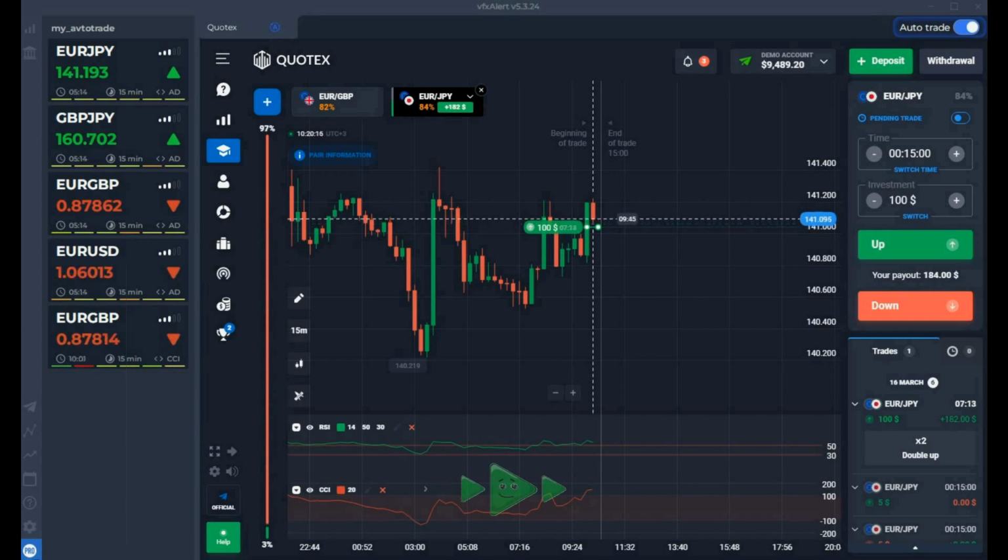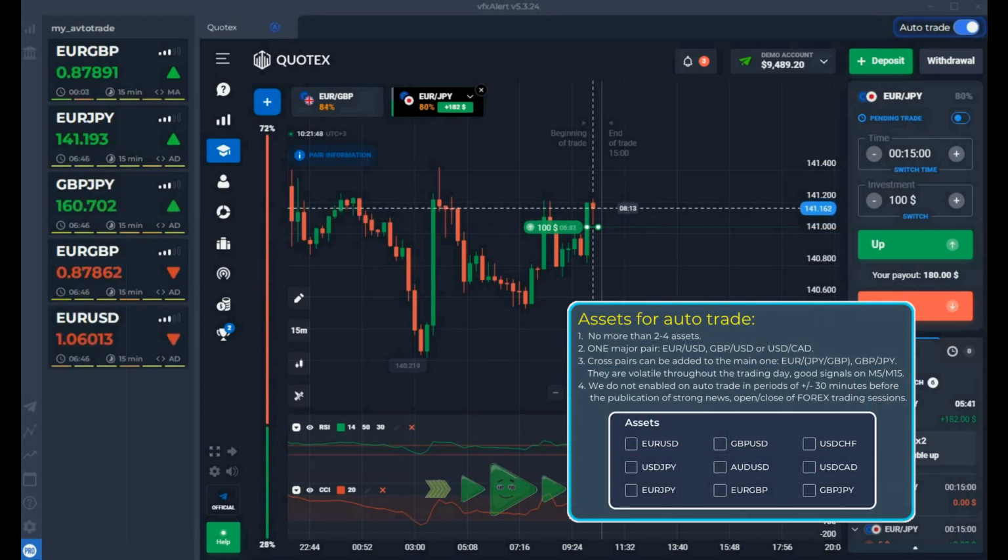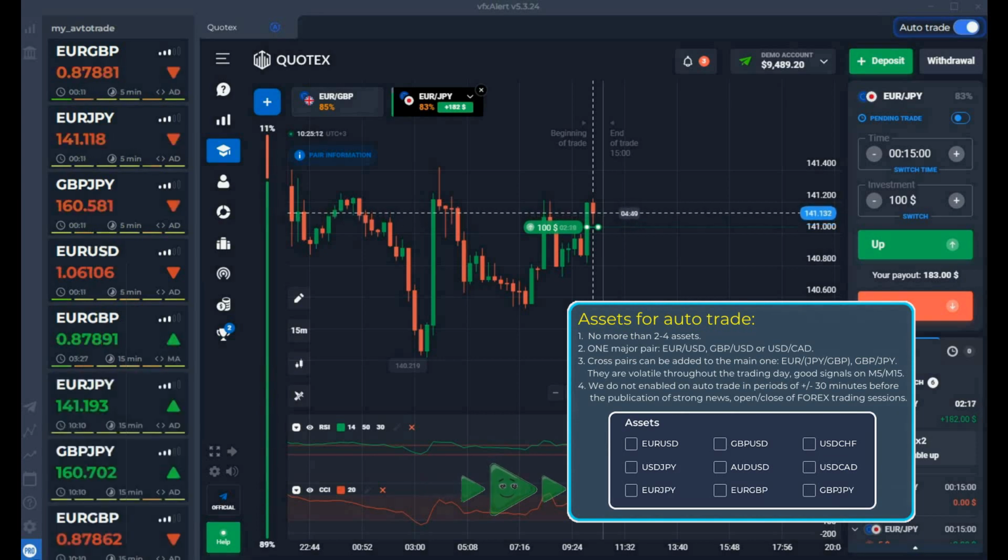It is recommended to use auto trade in the European and American Forex sessions. All assets in these sessions give good results on binary options. For the Asian session, only the dollar-yen and the euro-yen. They are quite volatile for options for 5 and 15 minutes. We turn on auto trade only when there are no strong fundamental news and statistics.